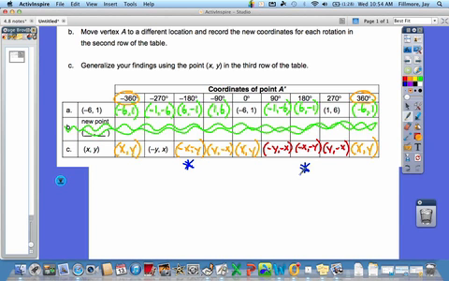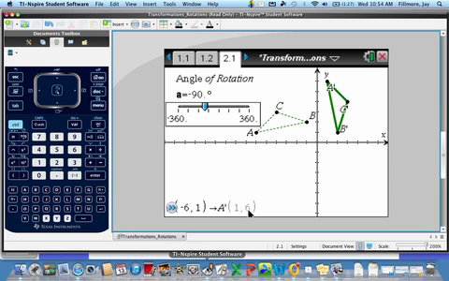For number 8, if the clockwise or counterclockwise order of the vertices of the image and pre-image is the same, the figures are said to have the same orientation. Do A, B, and C and A prime, B prime, C prime have the same orientation? Why or why not? Well, let's look. If we rotate these, do they still have the same orientation? If I count clockwise, A, C, B, over here should be the same. A, C, B. Let's see if that holds true in a different position.